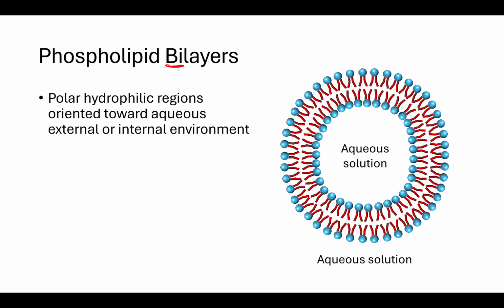Bi means two, so there are two layers of phospholipids facing each other. Some people also call this a phospholipid sandwich. I want to point out that this phospholipid bilayer, this sphere of phospholipids, is surrounded by an aqueous solution. And remember, aqueous means it's a water-based solution. And the cool thing is you can also have an aqueous solution inside of this phospholipid bilayer sphere as well, which means you can have two aqueous solutions separated by a barrier. And the properties of this barrier are going to be important.